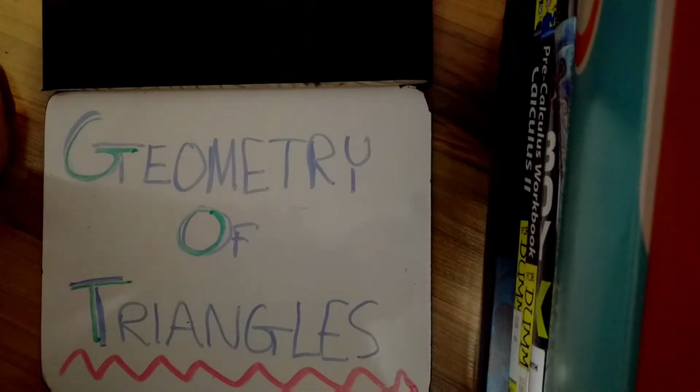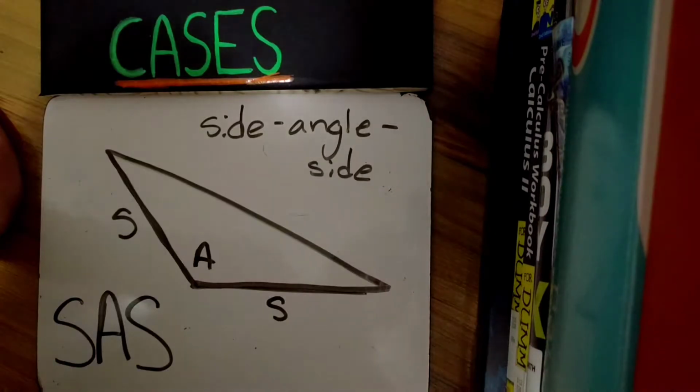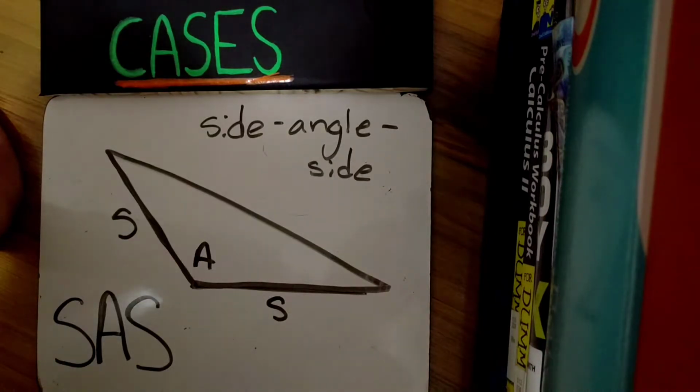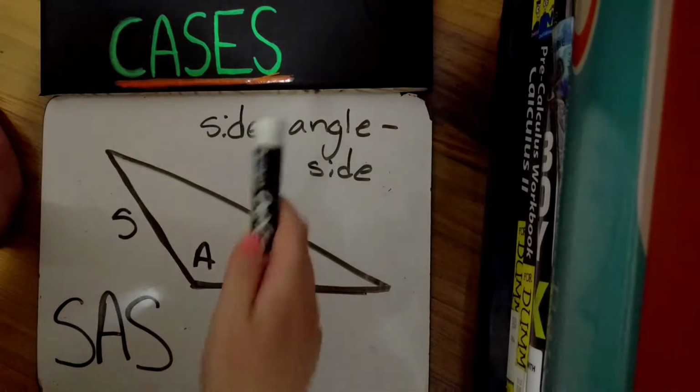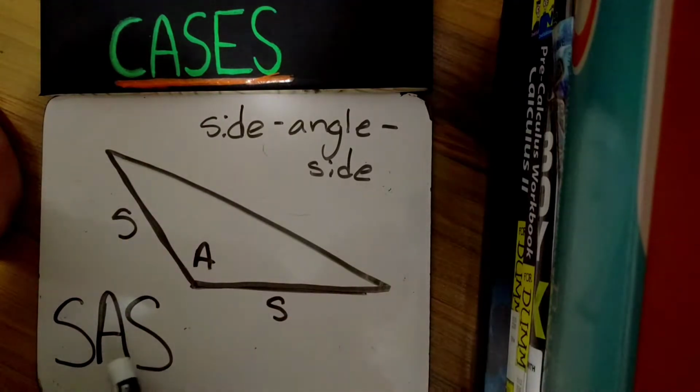In today's video we'll be teaching you about the geometry of triangles. The first thing to know about the geometry of triangles is the different cases that you could have. The first case we'll learn about is side angle side, abbreviated like this.